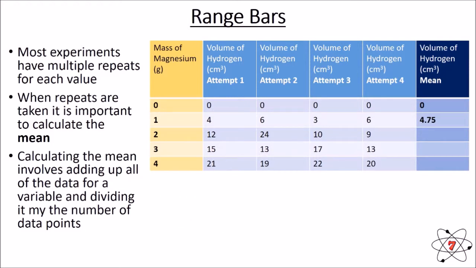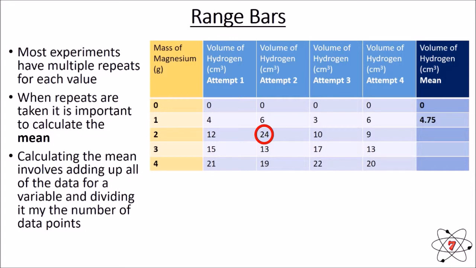We're going to repeat this process again, but now for 2 grams of magnesium. Now if you look at the data we have, one of these data points sticks out. It doesn't seem to match the others. And of course this is attempt 2, where we have 24 centimetres cubed of hydrogen being produced. But that's double what we had for any other. In fact, it's higher than anything we have for 4 grams of magnesium. Now this should set red flags up in your head. Alarm bells should be ringing.